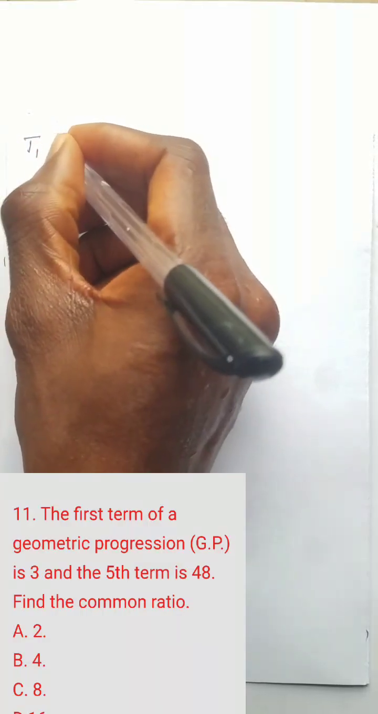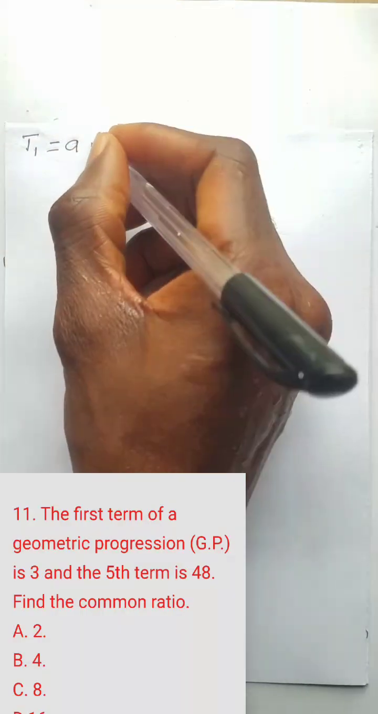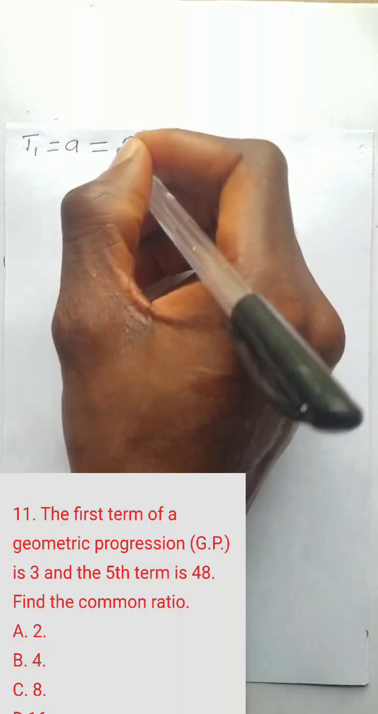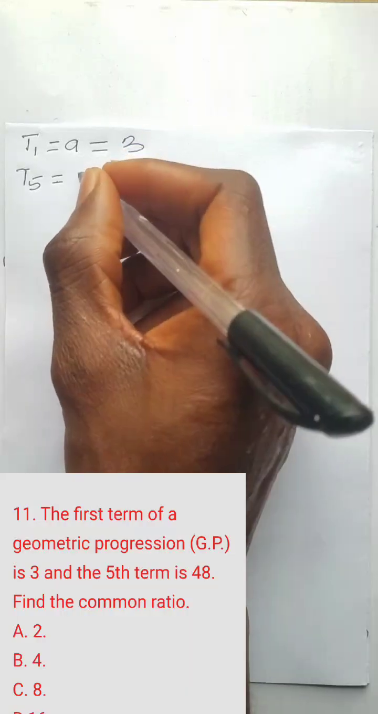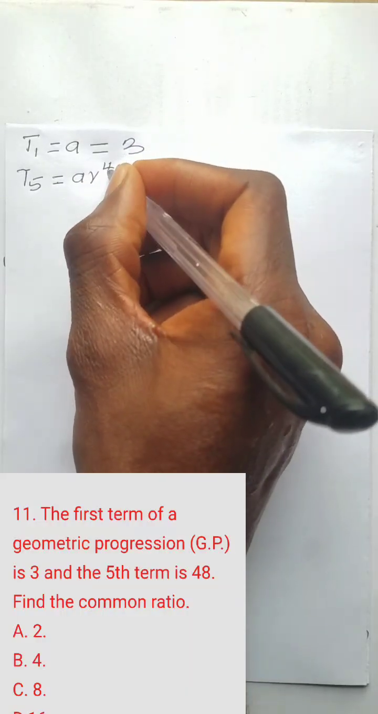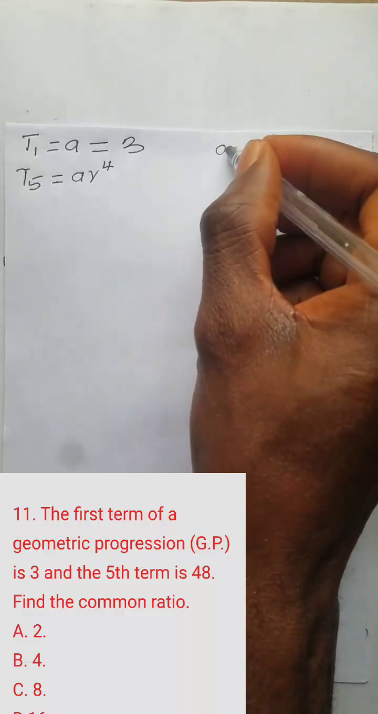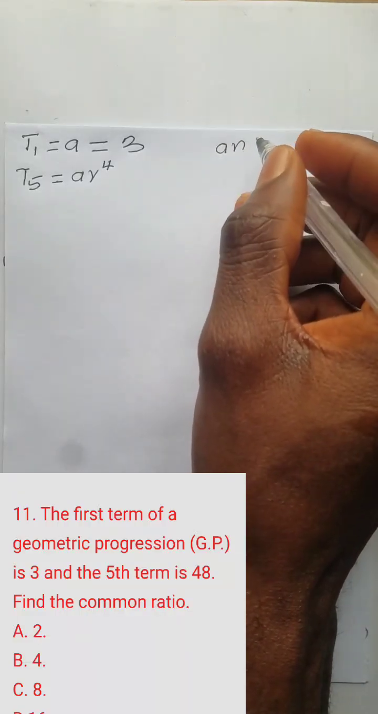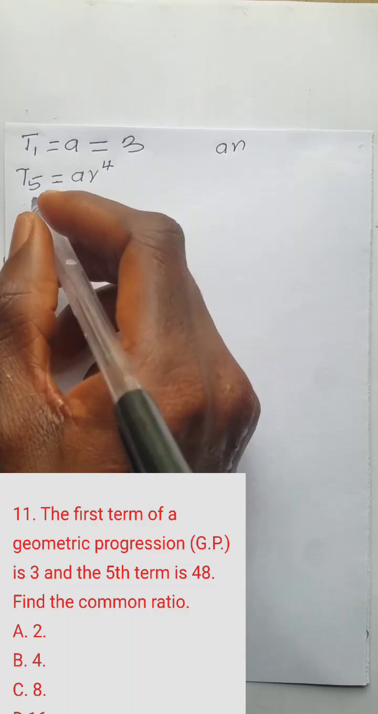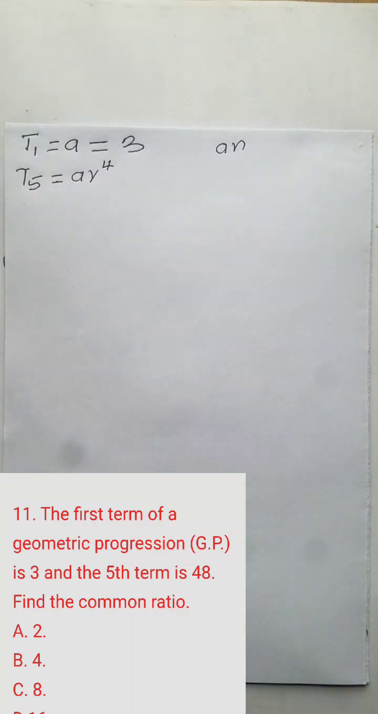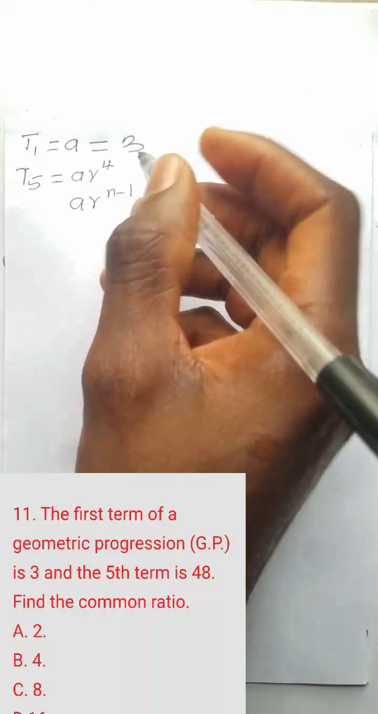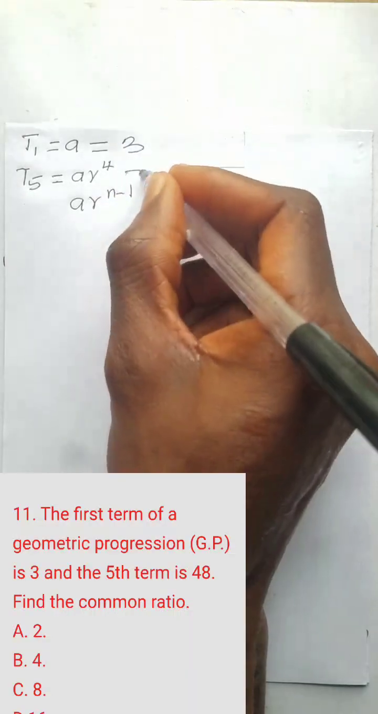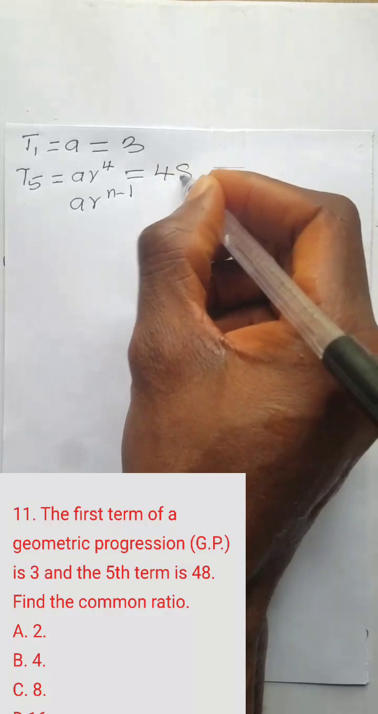So T1 is usually A, and it is what in this question? It is given as 3. The fifth term, T5, has a formula. What's the formula? It's always ARN minus 1. So 5 minus 1 is what gives us the 4 there, AR4, and the value there is 48.